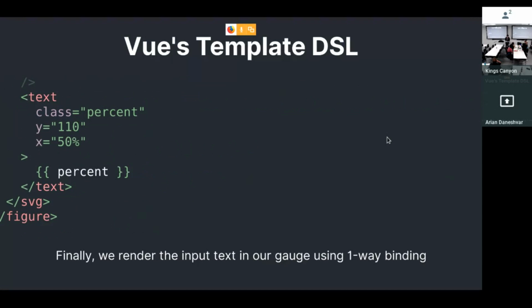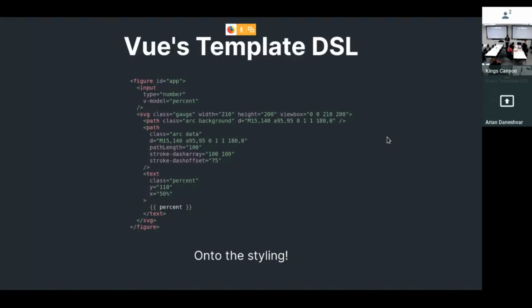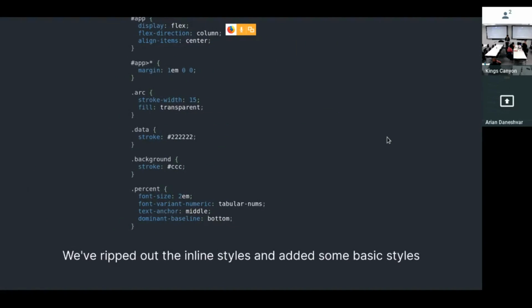And in our text component, we're substituting out that plain string for what's called mustache syntax, just the double curly braces. Vue will take whatever's in here, evaluate it, and then insert the result of that into the DOM. So here I'll just draw out the percent that we had in our data. The last bit, I just ripped out the CSS and added some structural stuff.